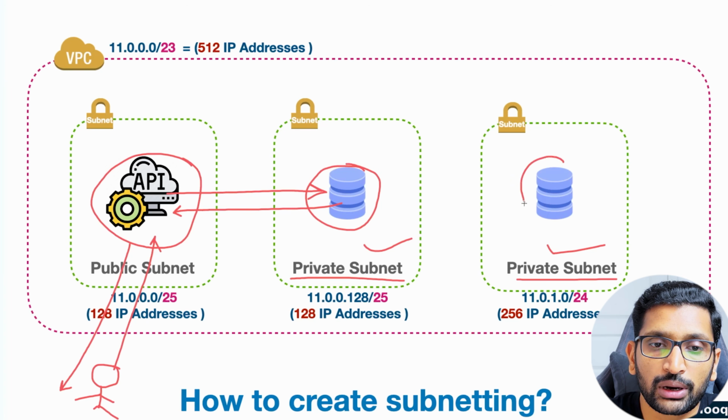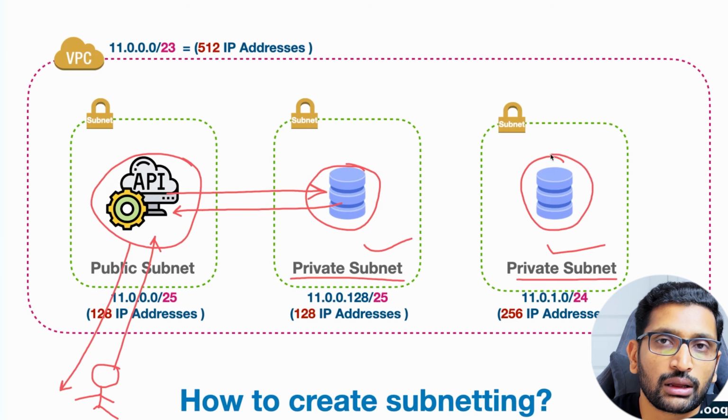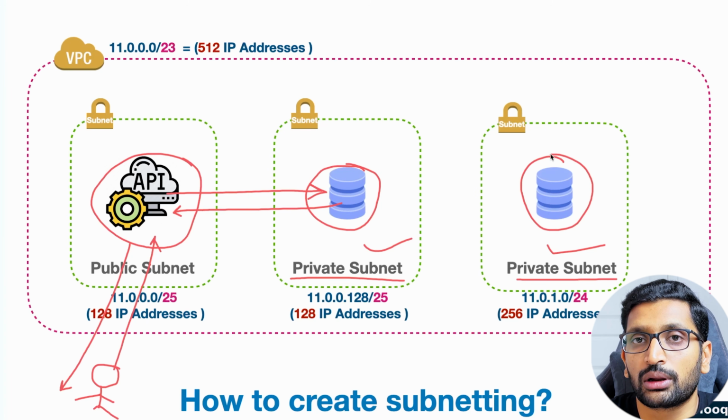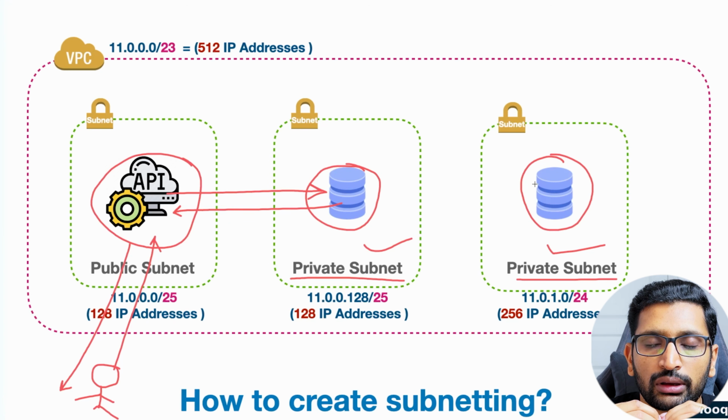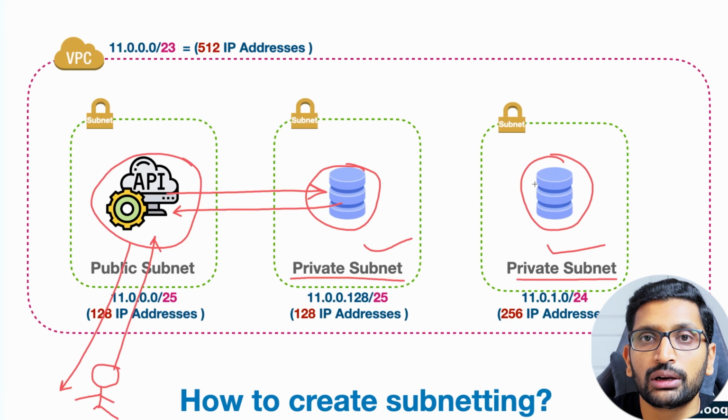So we have one more private subnet. Here you can keep another database inside that particular private subnet. That's the basic difference of creating a public and private subnet within our VPC.